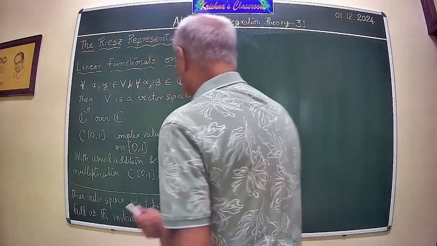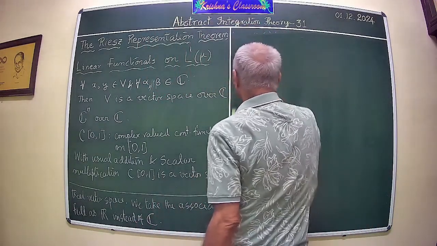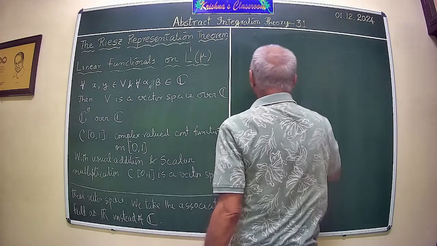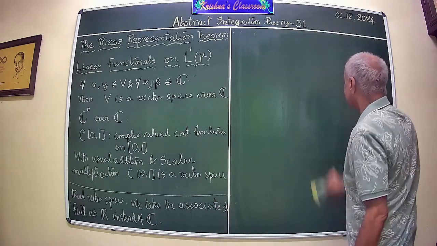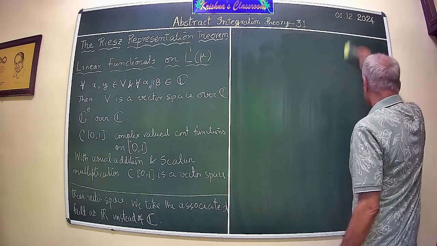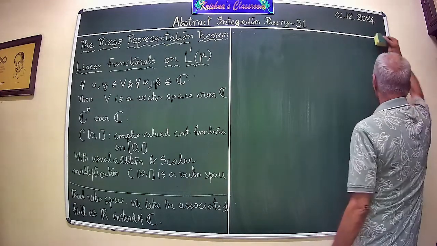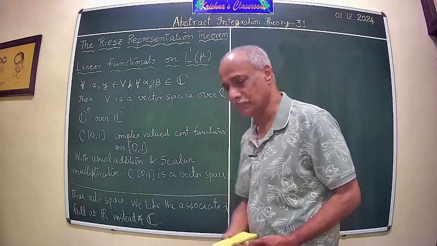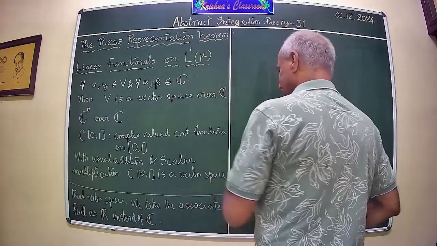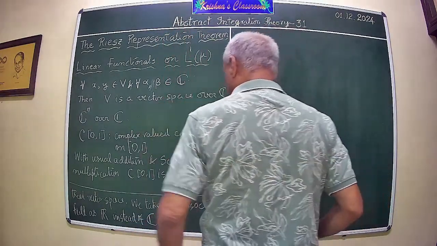See, Rn over R is a vector space. Even Cn over R is a vector space. But Rn over C, or R over C, is not a vector space. That's something which you have to watch.